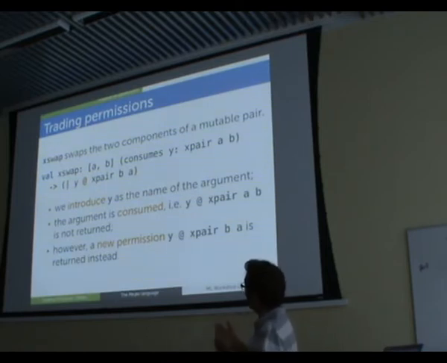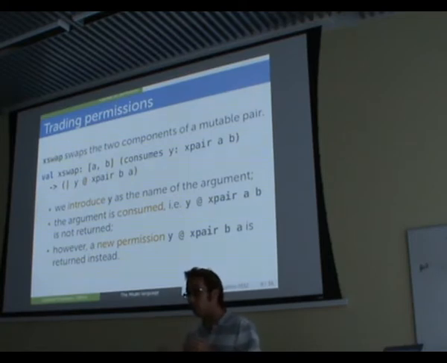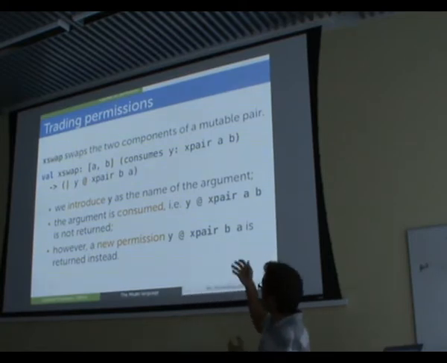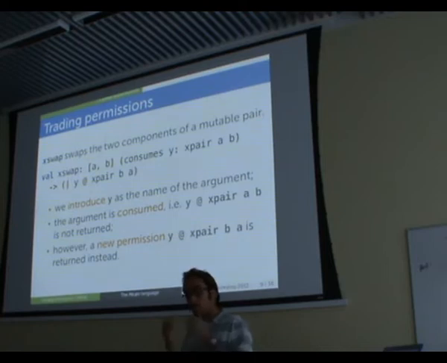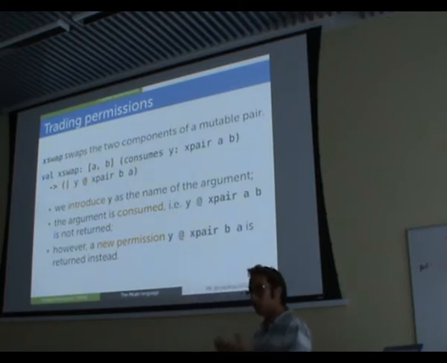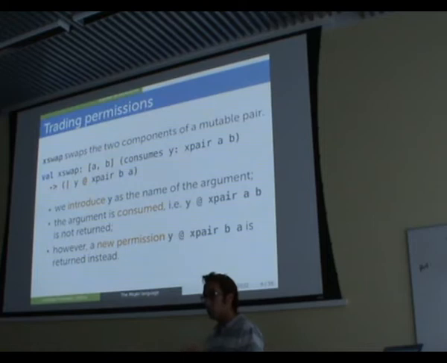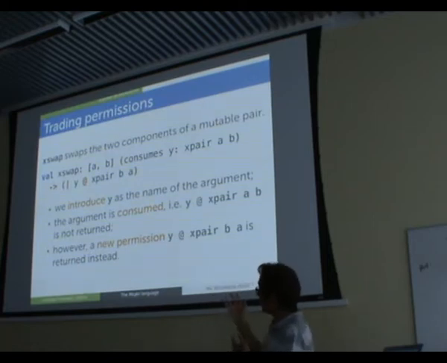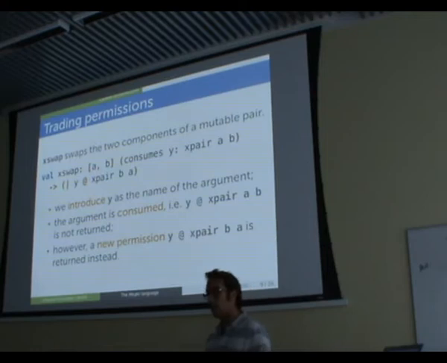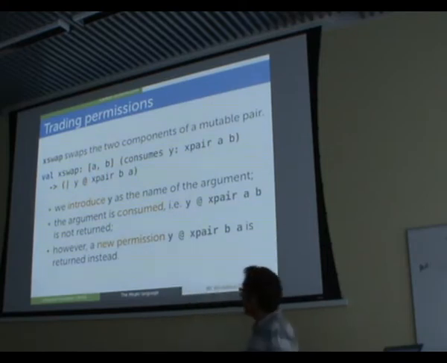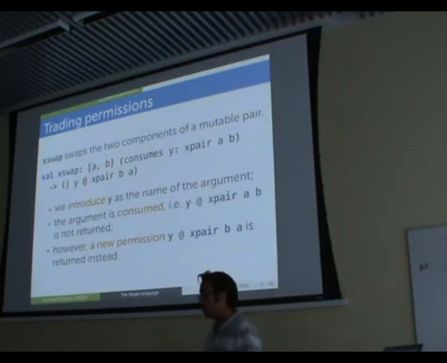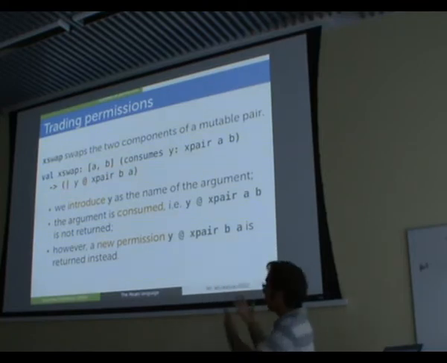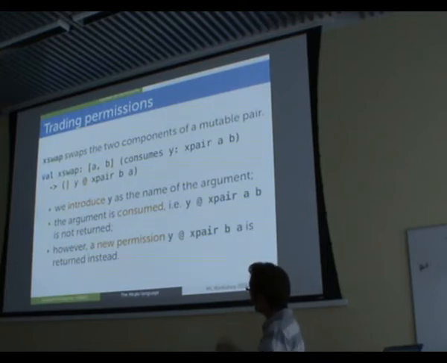And the interesting part here is that unlike the previous length example, the function does not return the token that says y has type pair AB. Instead, it consumes the permission, and it does not return that permission to the caller. What it does instead is return a fresh permission saying, now what you are granted is a token that says y now has type x pair BA. And the cool thing that's happening here is that y has changed type. It was an x pair AB. After we call x swap, it's an x pair BA.